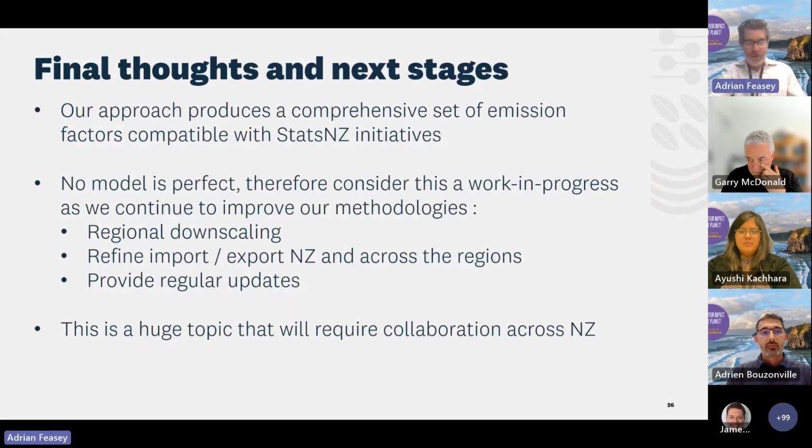Okay, so final thoughts and next stages. I guess, as we all know, good data and methodologies are critical for climate action planning, and they can take some time to develop. What we've sought to do is to contribute to the ongoing conversation and work in this space, and we're really keen to build off the good work that Stats NZ have done in creating the New Zealand consumption inventory. We definitely consider it work in progress.